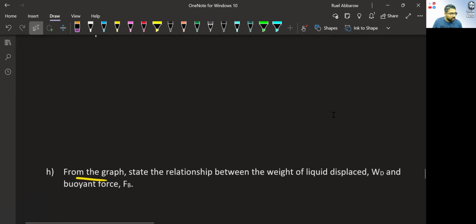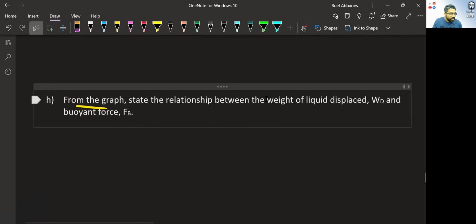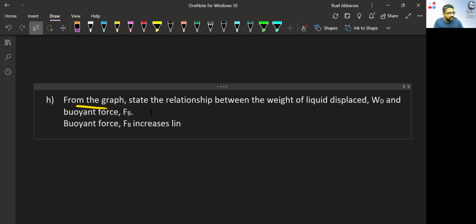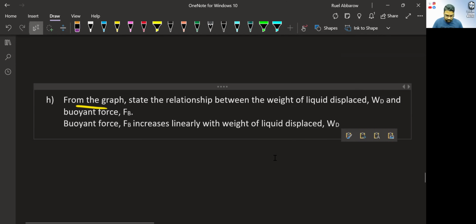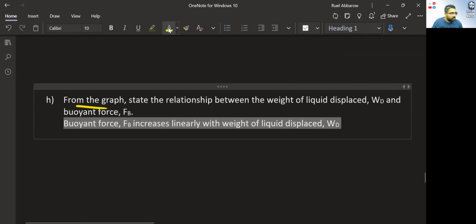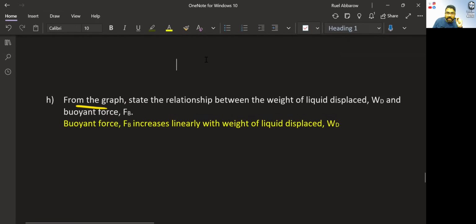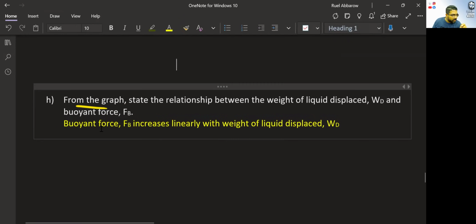Right? Okay, so that's exactly what we're going to say here. So we are going to say that from the graph, based on our graph, buoyant force is not directly proportional, but it increases linearly with weight of liquid displaced. This is how you do it. If in your graph you really got a line that passes through the origin, no problem. You can say buoyant force is directly proportional. Not you can, you must say buoyant force is directly proportional to weight of liquid displaced.